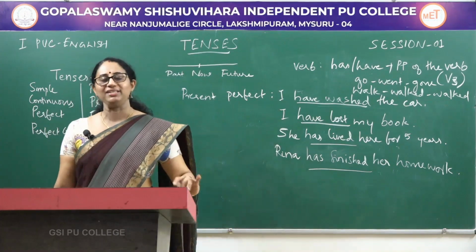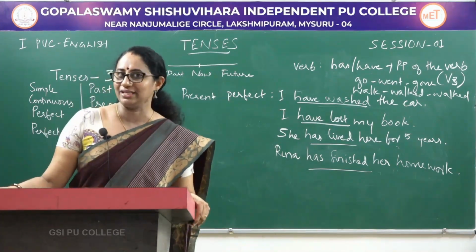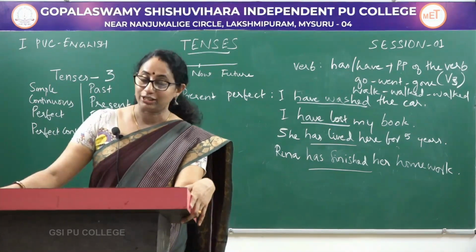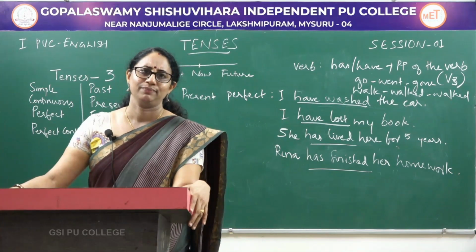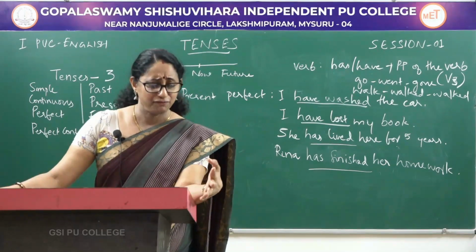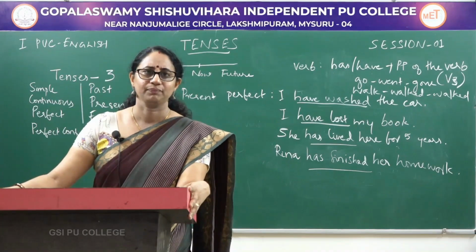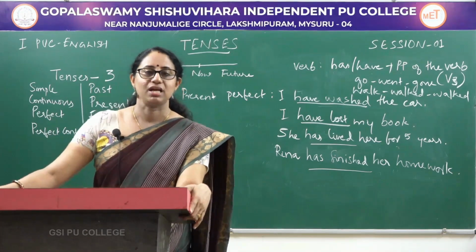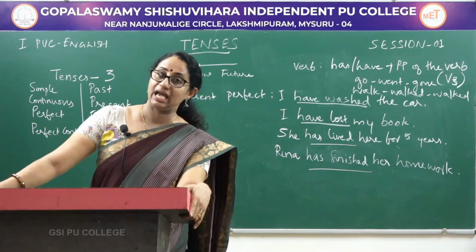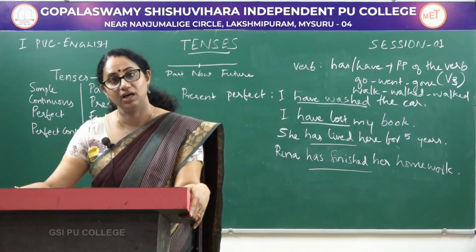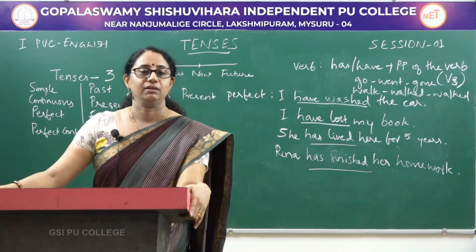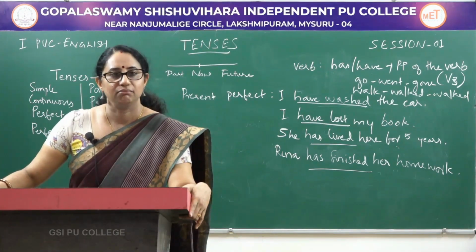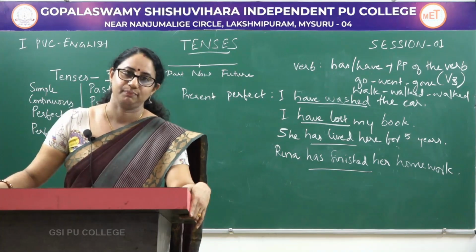Okay, so let's rewind. When do we use present perfect tense? We use present perfect tense when we want to speak about an action that is just finished. As in the example, I have just completed my homework, or I have washed the car. Or sometimes to represent actions that began in the past and continue up to the moment of speaking in the present. As in the example, I have lived in Mysuru for 12 years.